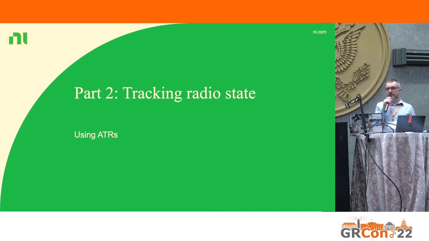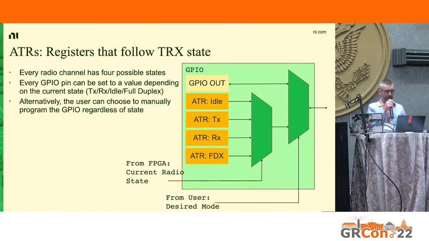One of the reasons is that those pins are actually useful not just for sending a software command to turn them on or off, but also this feature here, tracking the radio state. That's a really, really key feature, and I definitely want to make sure that you all know how that works. Now this is the ATR feature. To blink the LED, we had to write a 1 or a 0 into a register, the one at the top, the GPIO out register, the not quite so bright yellow one. But there are 4 other registers that you can also write to, and those follow the state of the radio.